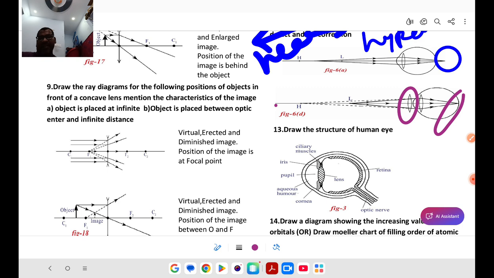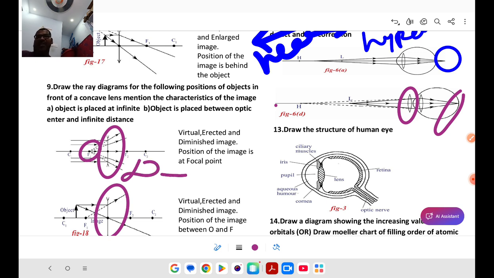Just remember, for concave lens, if our object is at infinity, the image will be forming on focus, right? When the object is at infinity, the image will be forming on focus. Remember this point. And always a diminished image. For concave lens or convex mirror, the image will always be virtual and diminished.